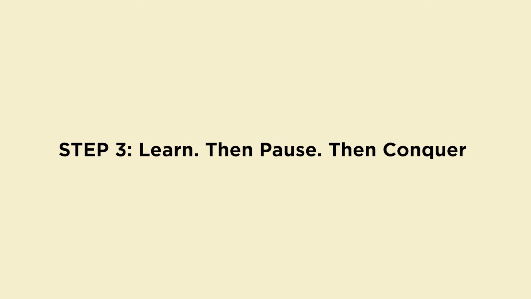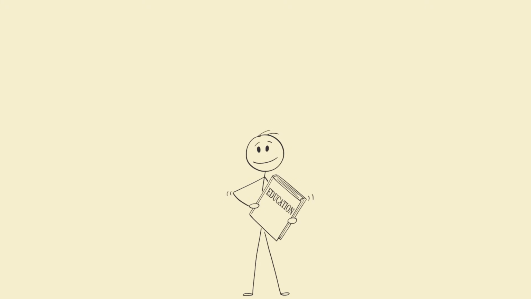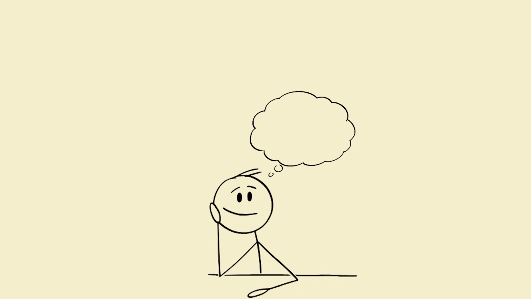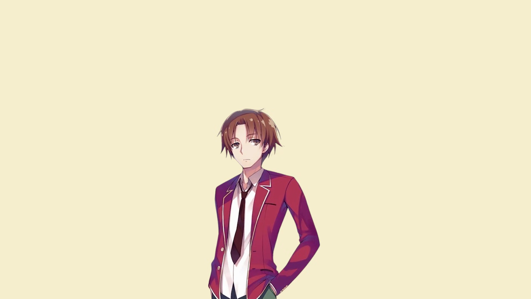Step 3, learn, then pause, then conquer. You don't learn during the grind, you learn during the gaps. After 5 to 10 minutes of focused study, pause for 10 seconds. Do nothing. Let your mind wander like a bored philosopher. This triggers the replay effect. Your brain runs back the information at 10x speed, hardwiring it like muscle memory. This is why Ayanokoji can learn quietly and still outperform everyone. He's not just studying, he's replaying.